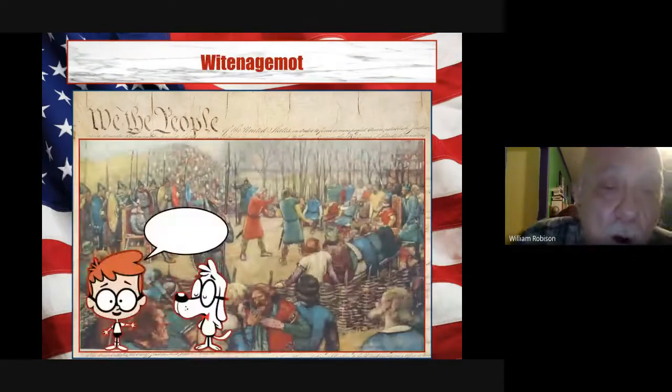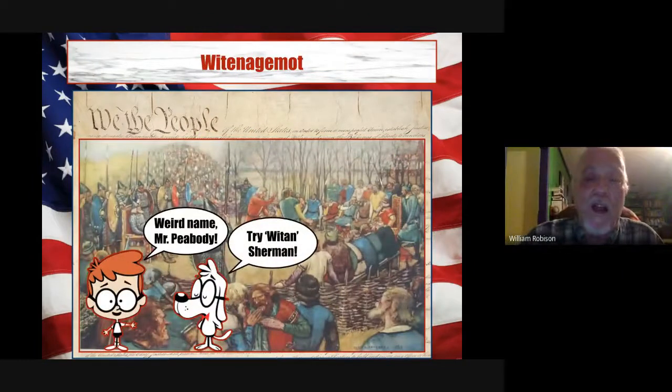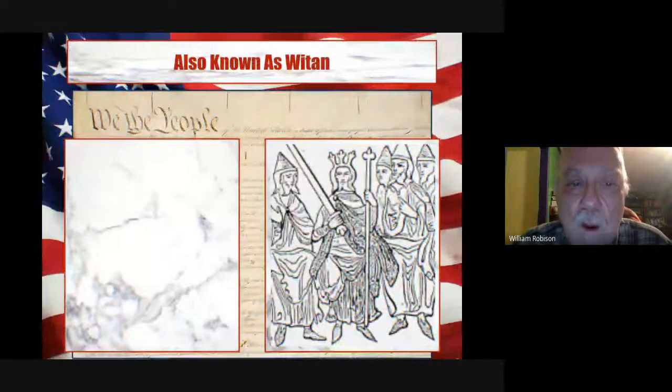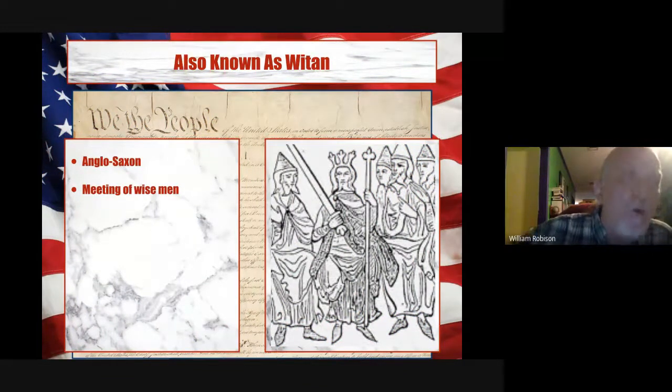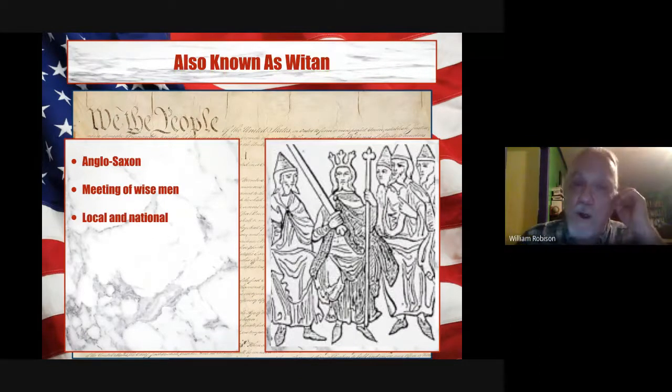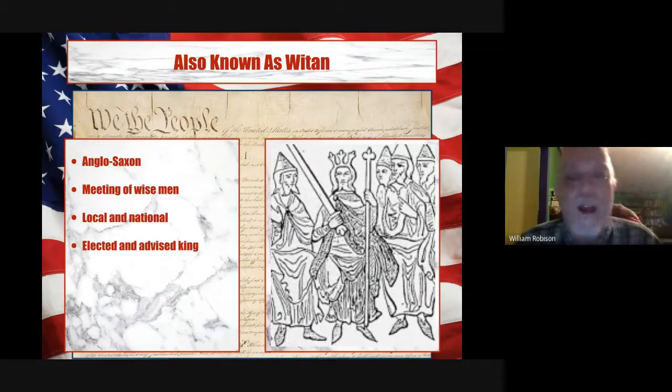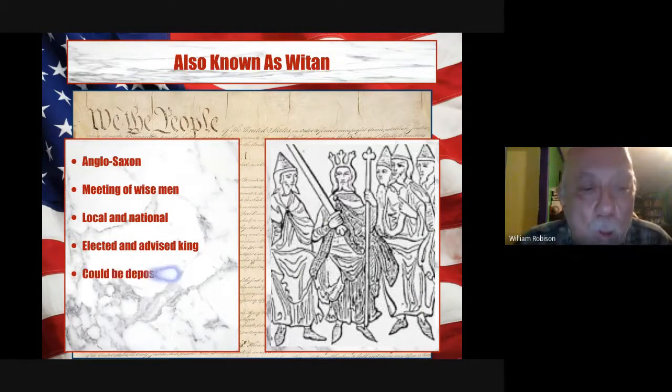Closer to our own experience, though, is the Witenagemot or Witan that we find in Anglo-Saxon England. Witenagemot is just too much trouble, so Witan is what we normally use. It's Anglo-Saxon. It technically means a meeting of wise men. It was the older men in the tribe, or later on the older men in the kingdom. It too was both local and national. It too elected and advised the king down till the Norman conquest. The king could be deposed by the Witan if he was not doing a good job.